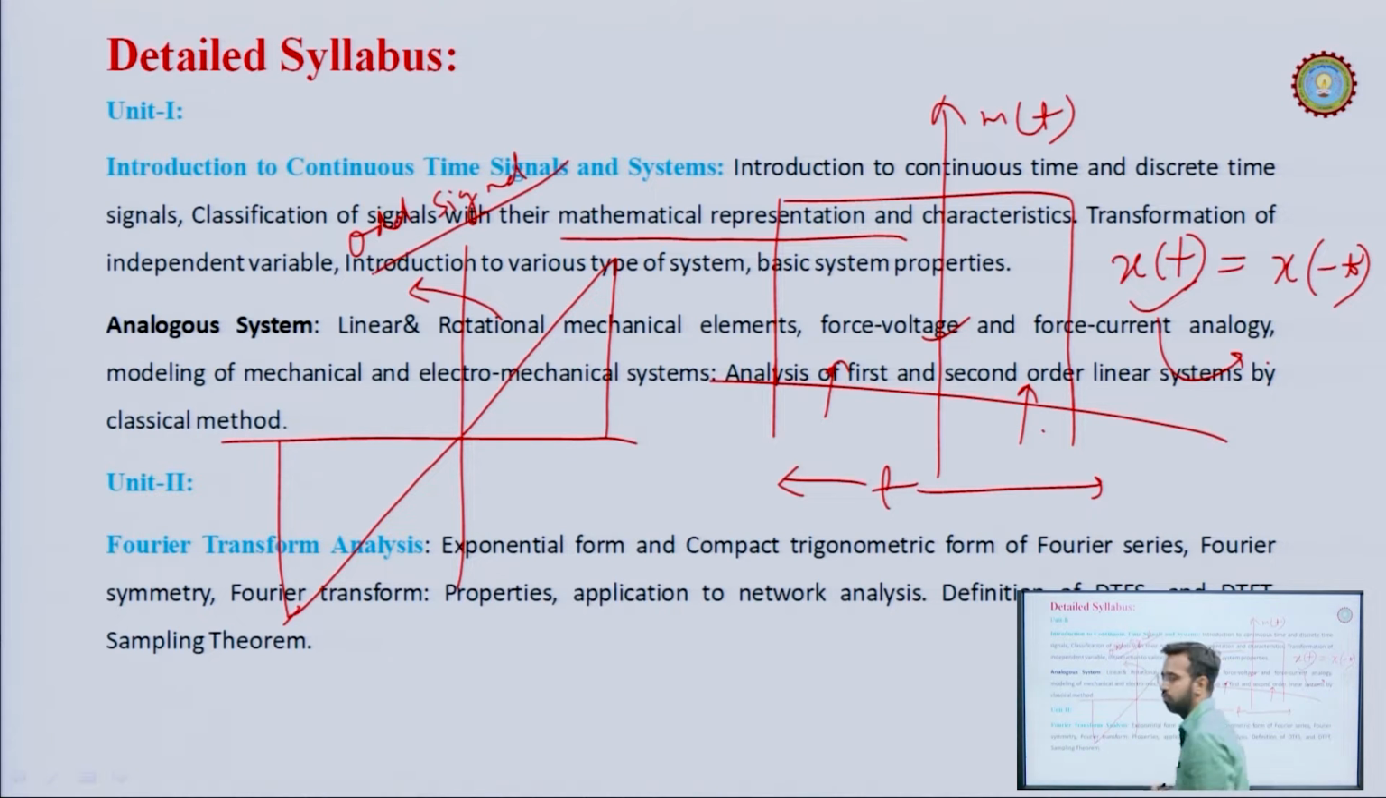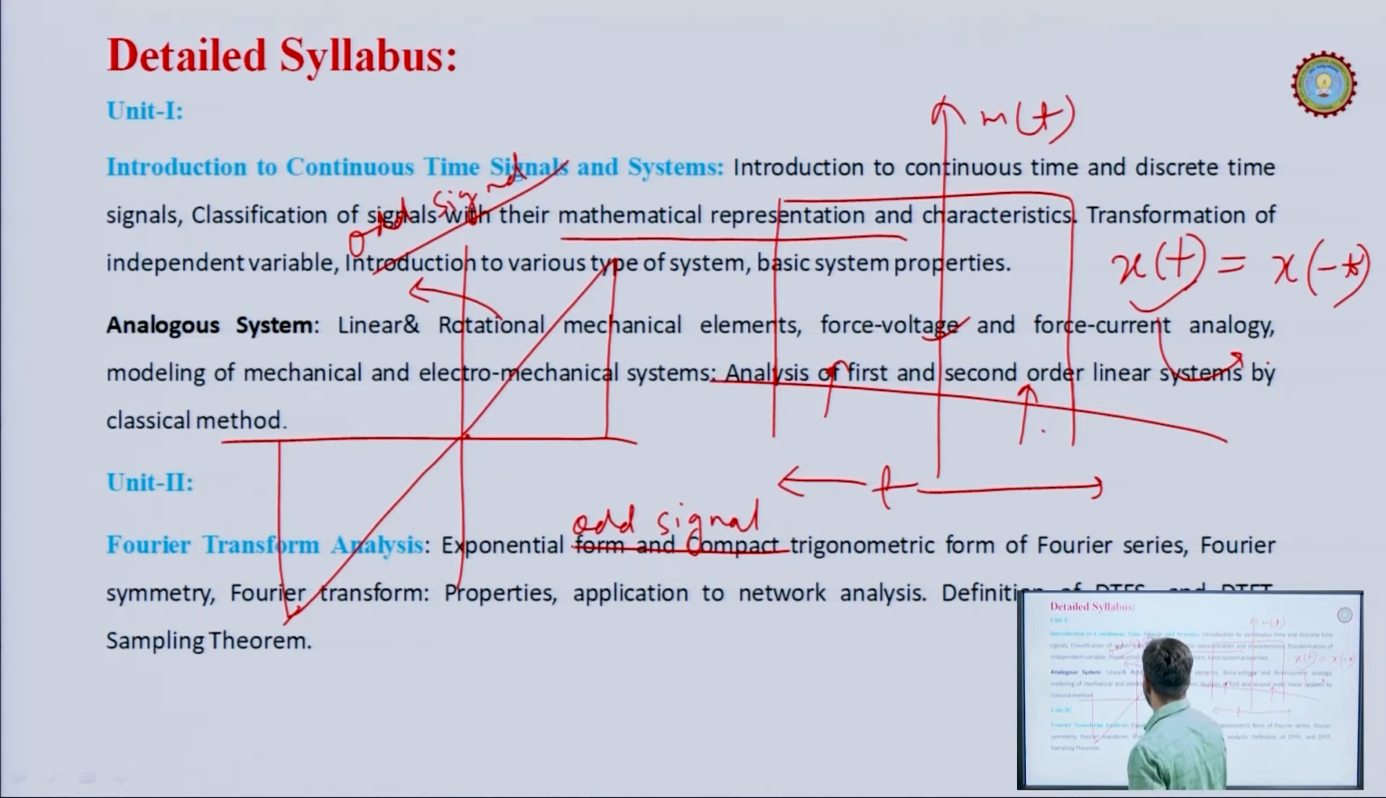So, if you try to find out the symmetricity, this figure is symmetric about what? It is symmetric about the origin. So, whenever a signal is symmetric about the origin, we can say the signal is an odd signal. And again we come to what is the mathematical representation of this odd signal. So, how can we write the mathematical representation of an odd signal?